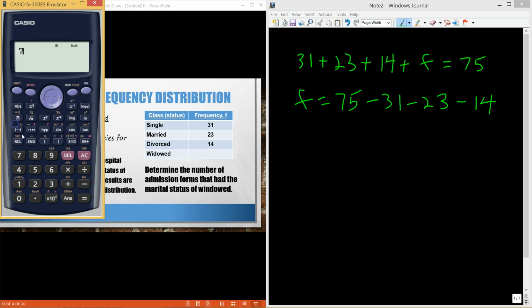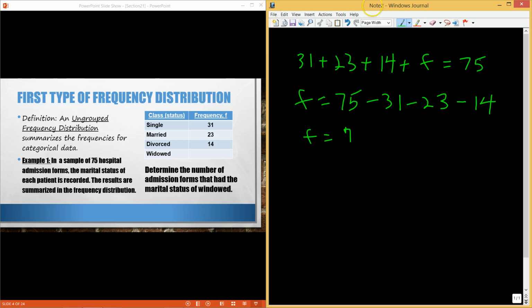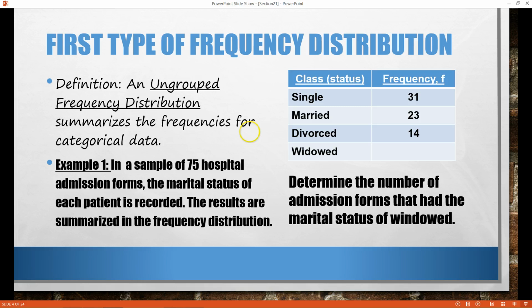So we have 75 minus 31 minus 23 minus 14. So there we go. It looks like that missing frequency for the widowed marital status was 7. So let's go ahead and make note of that, and then we'll make some conclusions based on this. All right? Found out it was 7.